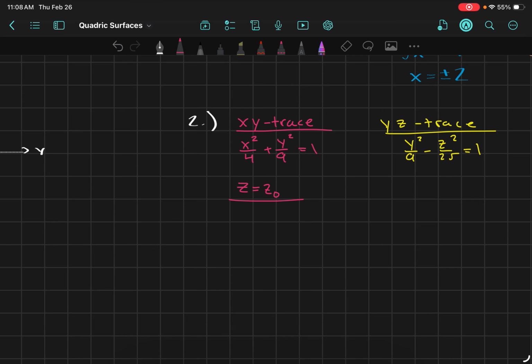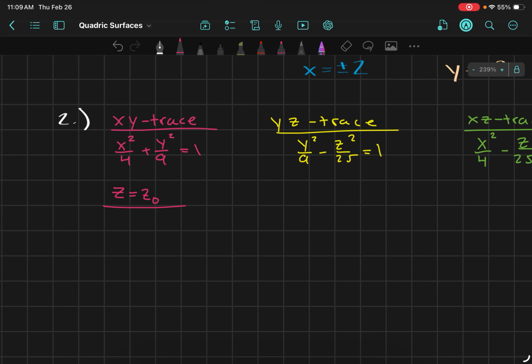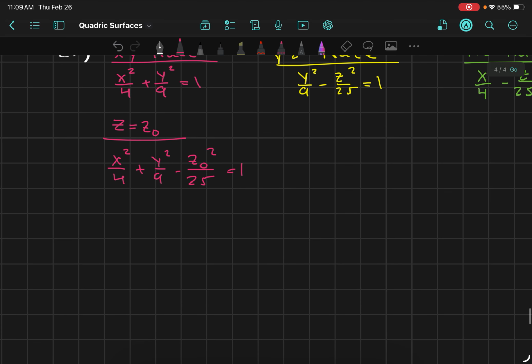this is just kind of one of those things where it's difficult to explain why we set z equals z naught when we do. I guess what you could say for this is the xy trace is the only trace that is not including that z term, meaning we do not have a negative in there. So what would happen essentially when we do our z equals z naught trace, we are going to have x squared over 4 plus y squared over 9 minus z naught squared over 25, I think, equals 1. Since this is a constant right here, we're just going to add that out.